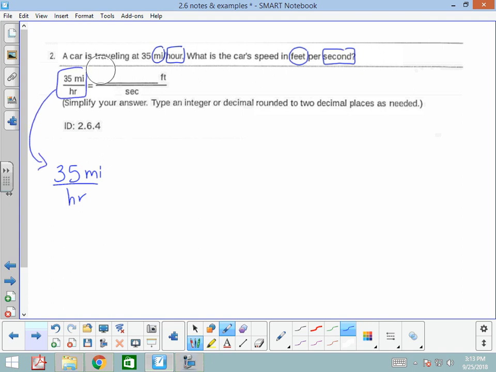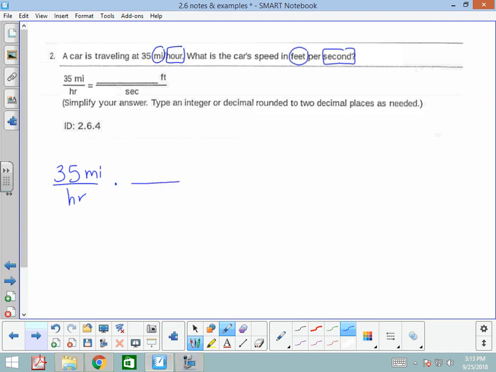We're going to use multiplication. Remember, on our first page of notes, it says to convert from one unit to another, you multiply the original unit by a conversion factor. So our first conversion factor we're going to use is converting miles to feet.